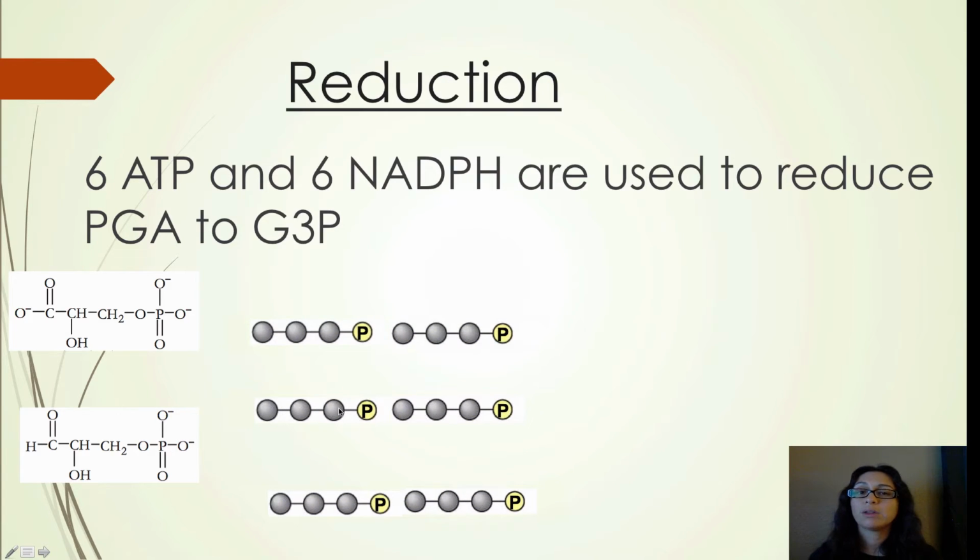All of these phosphates that were just added on will be replaced, and you'll go back to this. You might be thinking, wait, that looks just like the PGA, but that's why I have these images here. Here was the PGA. That's where the phosphate got added on from the ATP. And then when we reduced it with the NADPH, we replaced that phosphate with the hydrogen there. So here's our G3P finally right here.